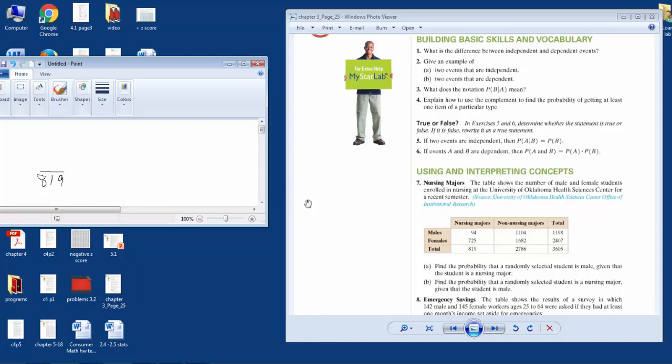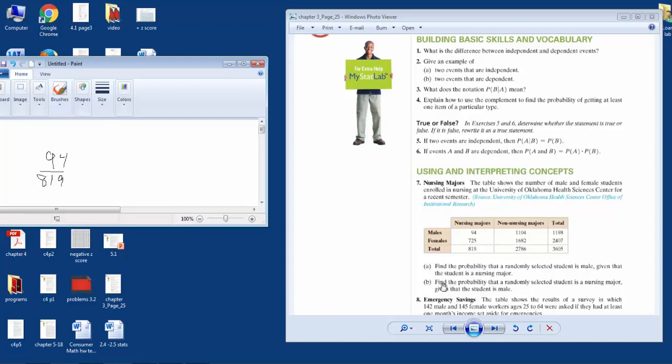I'm going to go back to see what my numerator would be. Find the probability that a randomly selected student is male. Of my male students, I have male students that are both nursing majors and non-nursing majors. But I want to know the male students that are nursing majors, so I'm going to put that 94 over top of my 819.